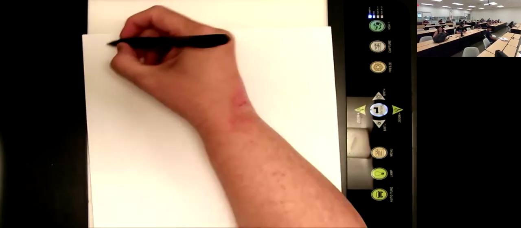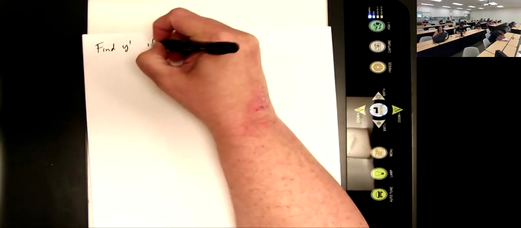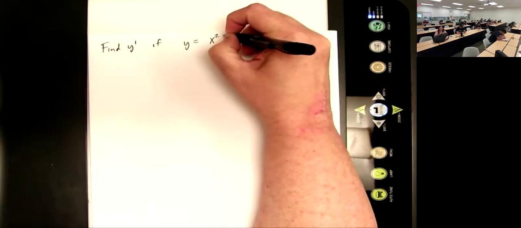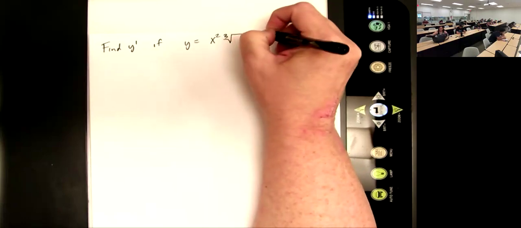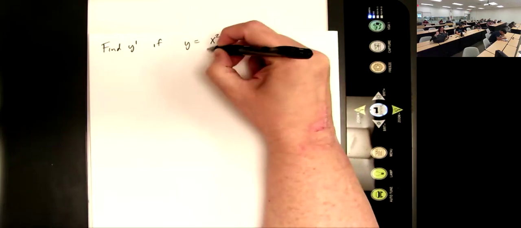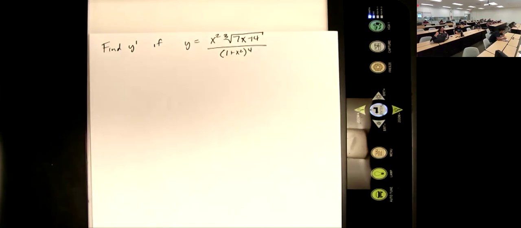Alright, so. Find y prime if y equals x squared times the cube root of 7x minus 14, all over 1 plus x squared, all to the 4th power. Who wants to do the quotient rule here? Because the quotient rule is gonna have some chain rule and some product rule.